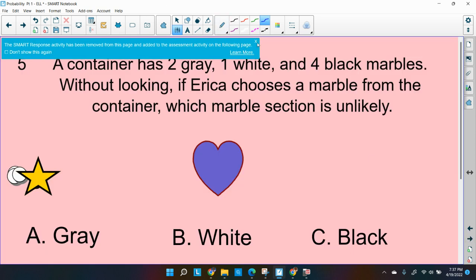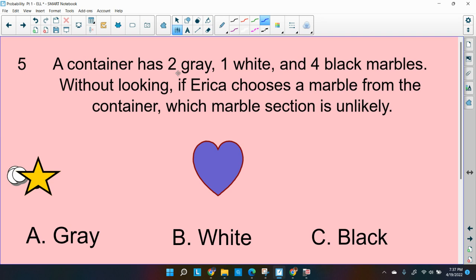All right, so here's another question. This one has a container of 2 gray, 1 white, 4 black marbles. Without looking, if Erica chooses a marble from the container, which marble selection is unlikely? Now, if you remember from our vocabulary, unlikely means doesn't have a good chance of winning. It's like 0 or 25%. So how do we get these fractions out of that? Well, let's take a look.